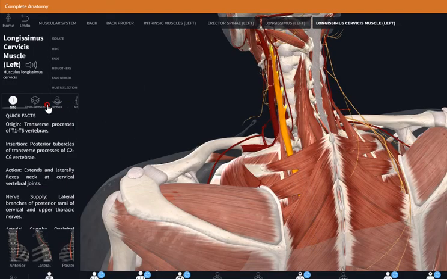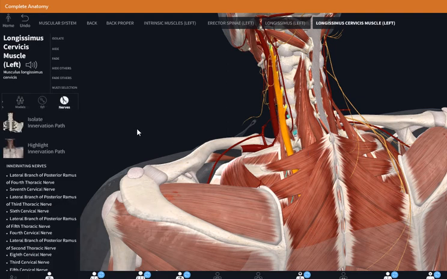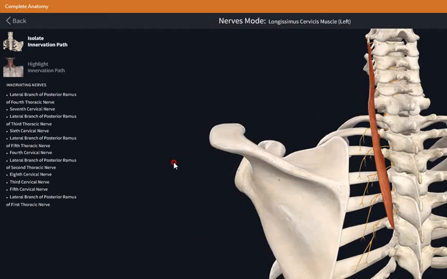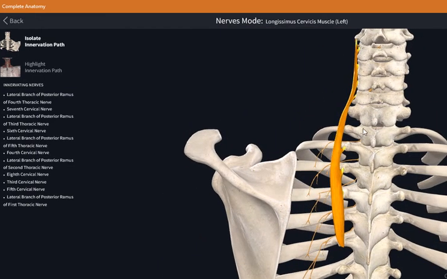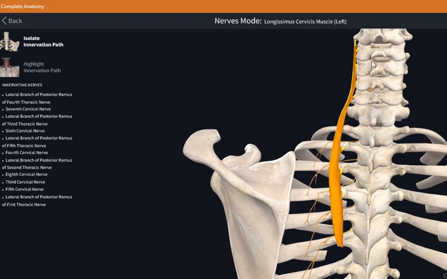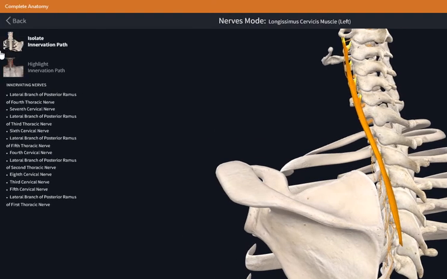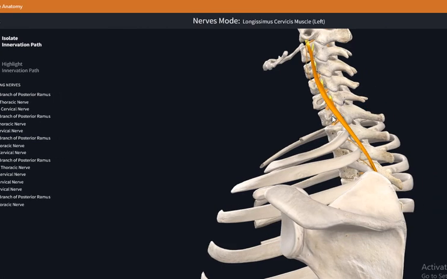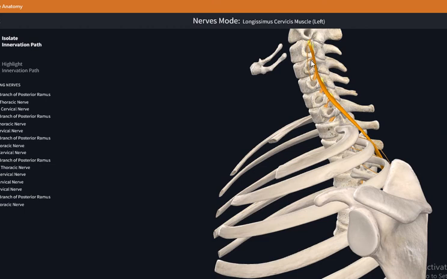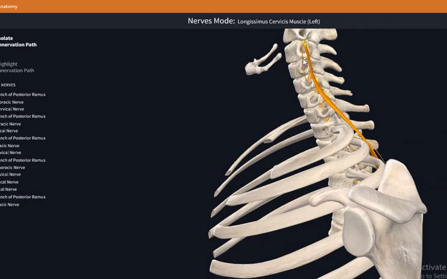Now the nerve of the longissimus cervicis, we need to know, is slightly similar to that involved with longissimus capitis. The nerve involved here is going to be the posterior rami of the cervical to thoracic nerves, because it extends all through the bands. Since it's a posterior muscle, it is going to be the posterior rami at the particular location of the muscle.